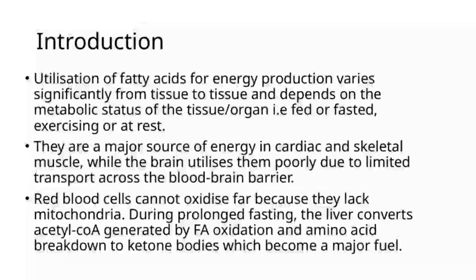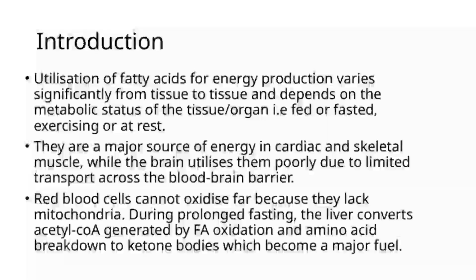Red blood cells are also unique. They don't have mitochondria, so they can't oxidize fatty acids at all. Instead, during prolonged fasting, the liver steps in. It takes acetyl-CoA, which is produced from fatty acid oxidation and amino acid breakdown, and converts it into ketone bodies. These ketones then become an important fuel source, especially when glucose is scarce. So, understanding these differences helps us appreciate how the body adapts its energy use depending on the context, which ties into the bigger picture of metabolic flexibility we're exploring in this presentation.